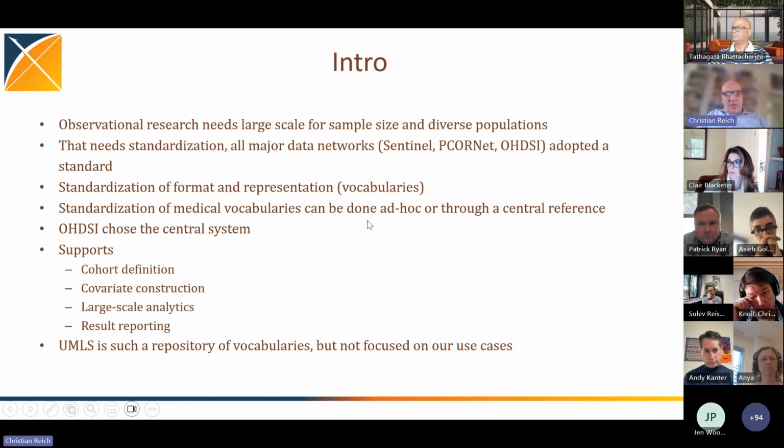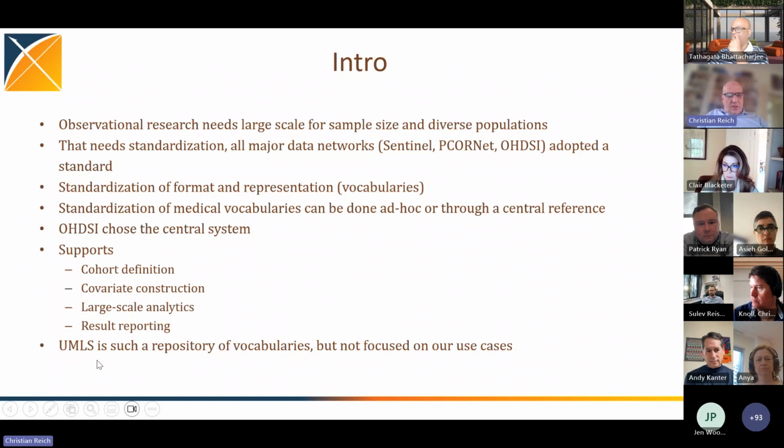The standardization of the vocabularies can be done ad hoc while you're in a study, or through a central reference. And we all know that a central reference does some of the job ahead of time, so you don't have to do it during the study, and hopefully does it at a higher quality. So OHDSI chooses the central system. It supports the use cases that we need: the machinery and methods for characterization, PLE, PLP, both in defining as well as doing and reporting the analysis.